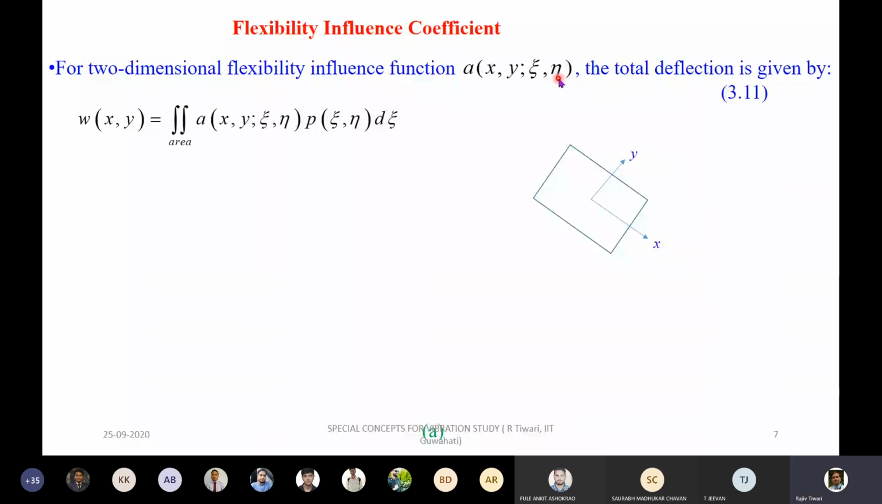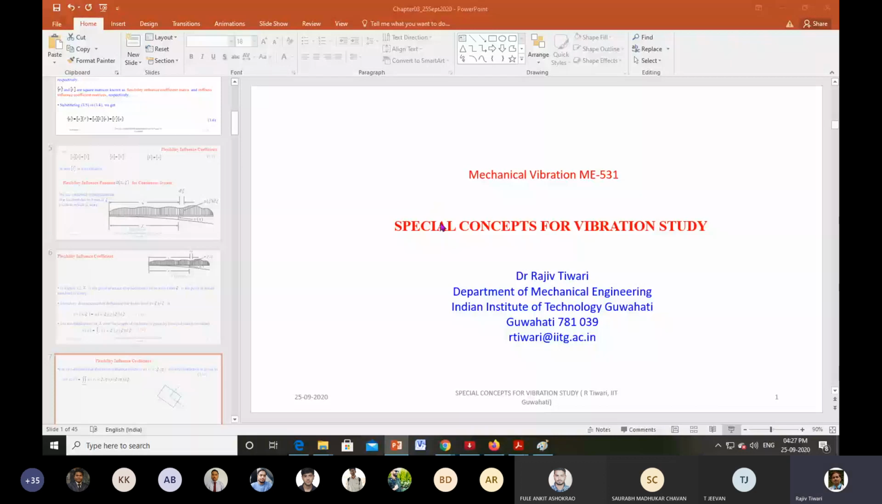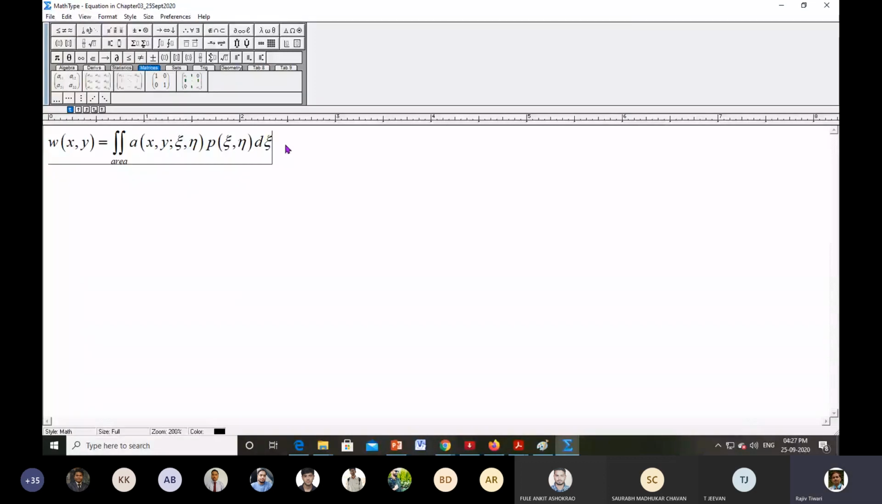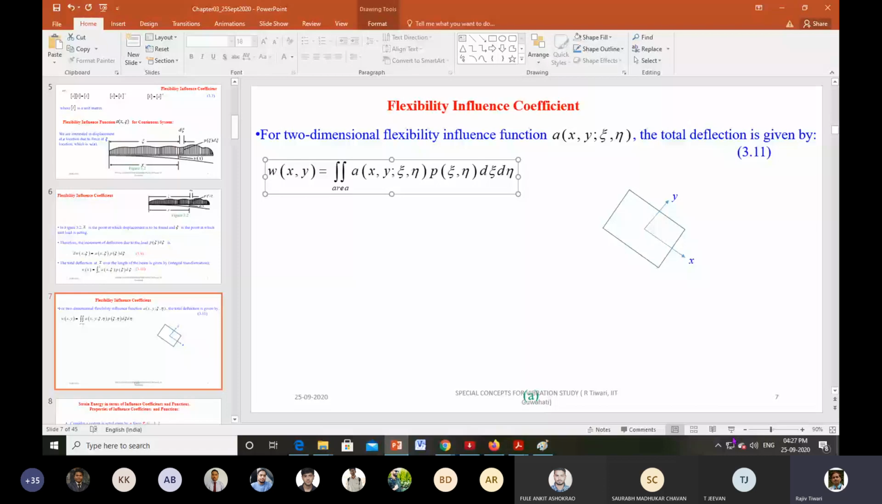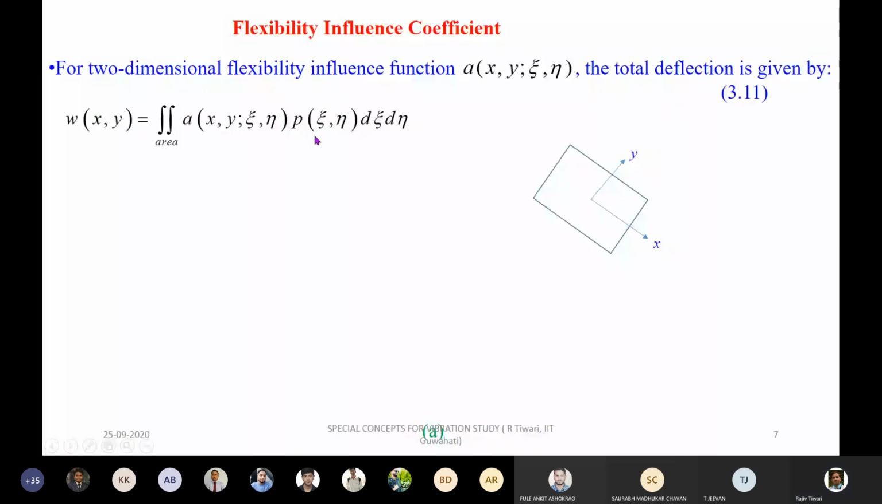So here, xi, eta also will be coming here, d, because area. So here we will be having this as force per unit area, and this is the area of, if we take a small strip somewhere, so that will be the area. So this will be the force on that particular location, xi eta location.